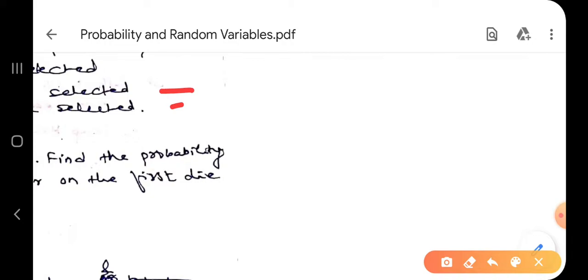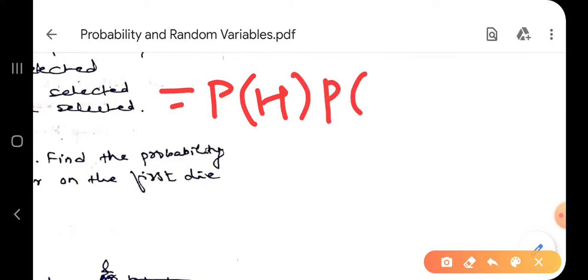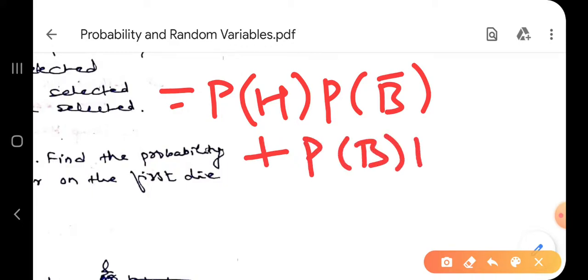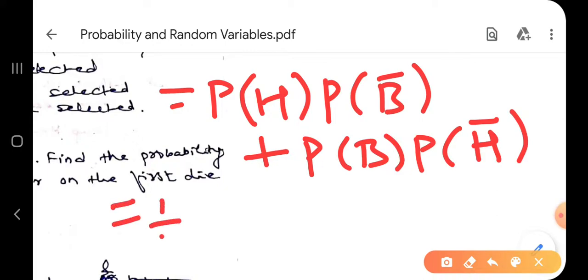Correct? It means if A is selected, B is not selected. So suppose A means husband is selected, wife is not selected. So here P of H, husband is selected, wife is not selected, plus, and if wife is selected, husband is not selected. Are you getting it? Husband is selected, wife is not selected, and wife is selected, husband is not selected. So it is equal to P of H, 1 by 7.